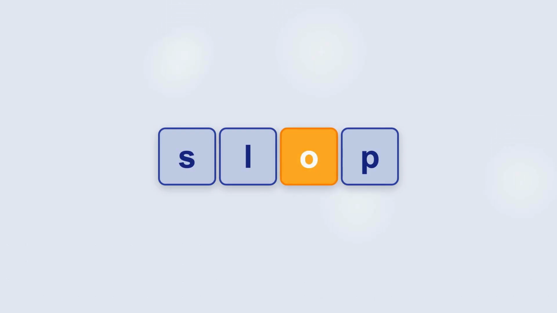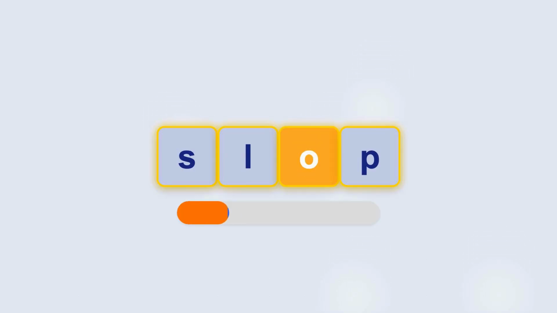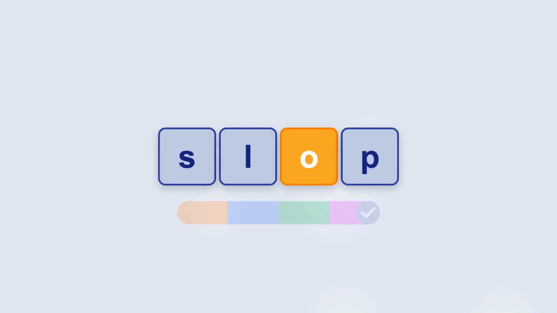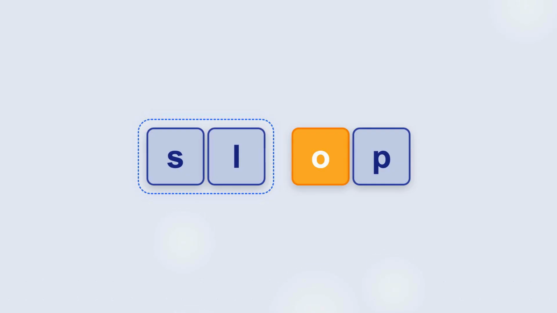Let's look at a couple more. Let's read this one. s, l, o, slop. Slop. Ugh. Where's our blend? Right here where these 2 consonants are next to each other.